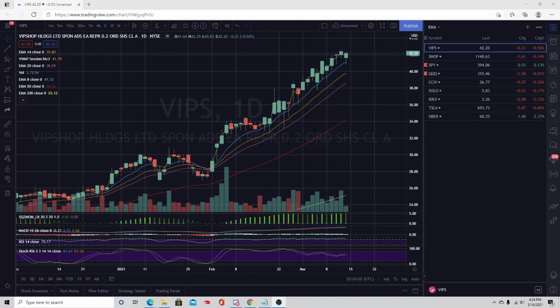Just like other indicators, longer time frames give you a clearer picture. Looking at VIPS on the daily time frame, it has been using the 8 EMA as support all the way up. All the way from $29, it has not fallen under and closed under. Bounced here, here. You can see that every time it bounced could have been a potential buy signal.